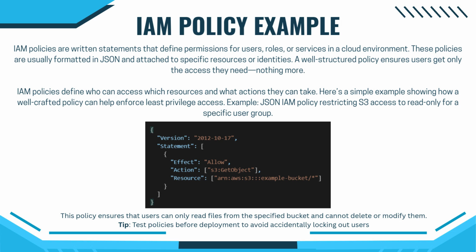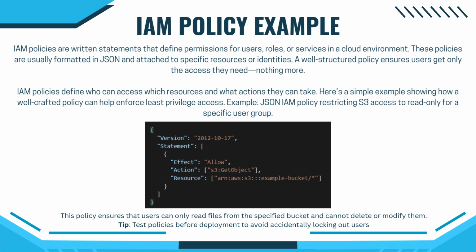IAM policies are essentially the rule books that cloud environments follow when deciding whether to allow or deny specific actions by a user, application, or service. Written in JSON format, these policies can be extremely detailed, specifying allowed actions like S3 GetObject, resources such as a specific bucket, and even conditions, like only allowing access from a certain IP range. For example, a policy might grant read-only access to a group of interns working on a data project, ensuring they can't accidentally or intentionally delete files.